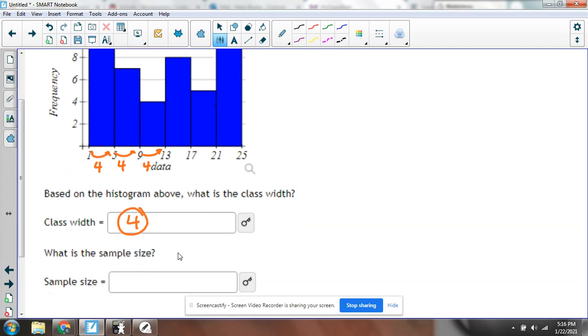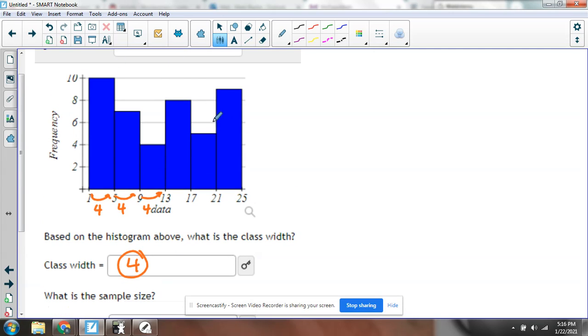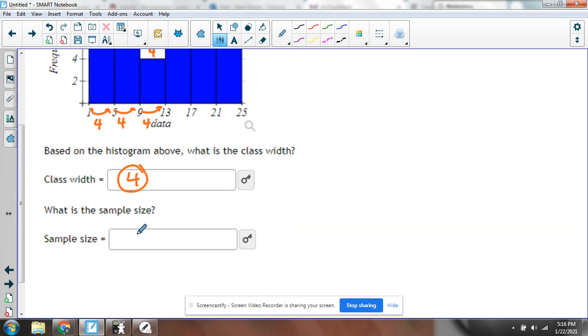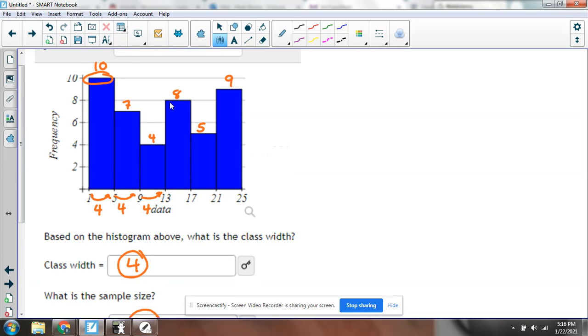Okay. What is the sample size? How many things are represented in this bar graph? Well, between the values of 1 and 5, I have 10 things. This is a height of 10. Between 5 and 9, I have a height of, or I have 7 things. Between 6 and 8. 4 here, 8 here, 5 here because it's between 4 and 6, and 9 here. So to get the total sample size, just take these numbers and add them up. It's going to be 17, 21, 29, 34, 43, I think. 43 things are represented in this bar graph.